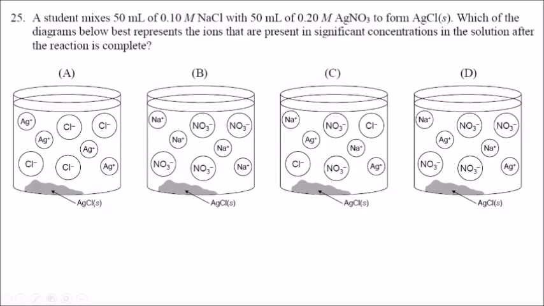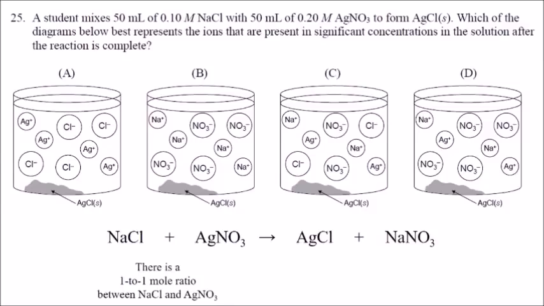In number 25, we have a reaction between sodium chloride, NaCl, and silver nitrate, AgNO3. The products are silver chloride, AgCl, and sodium nitrate. Now look closely at the quantities of reactants. We can see from the balanced equation that there is a 1-to-1 mole ratio between sodium chloride and silver nitrate. But notice that they used 50 milliliters of 0.1 molar sodium chloride and 50 milliliters of 0.2 molar silver nitrate. That means there's an excess amount of silver nitrate.